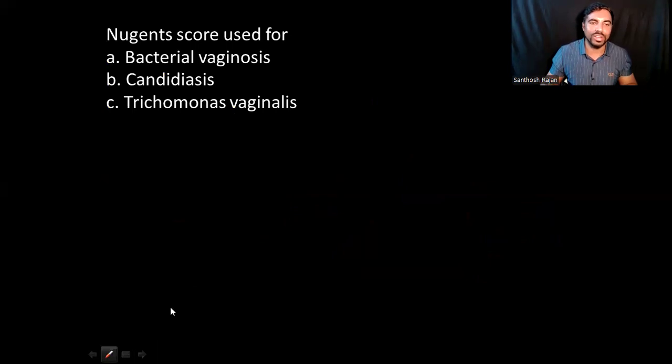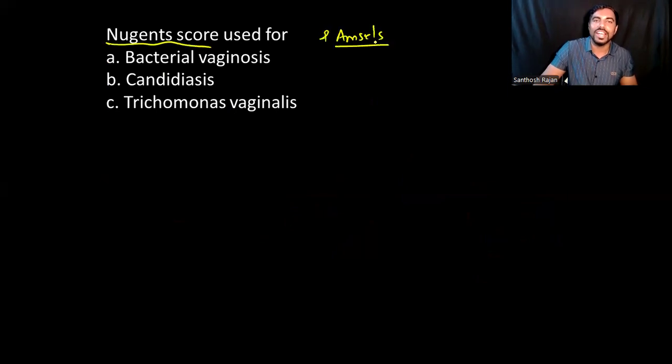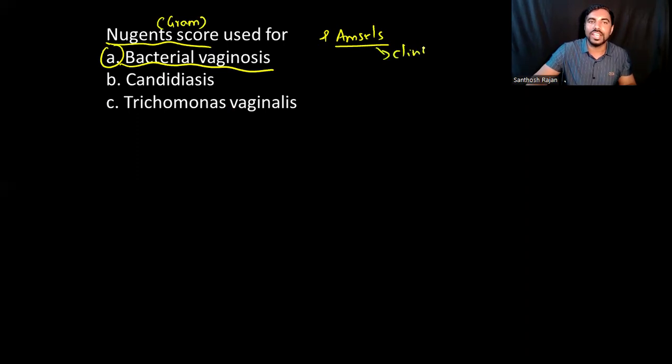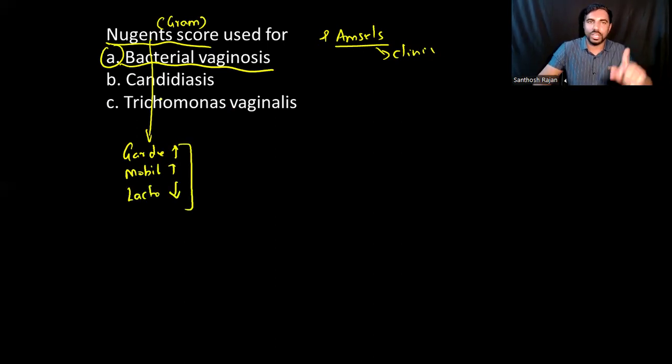Nugent's criteria. Just before the exam, we spoke a lot. Nugent's, and another one, next time you might expect Amsel's criteria. This is for bacterial vaginosis. Okay. Nugent's is basically Gram stain in microbiology. Based on the Gram stain, you're going to put a criteria. Amsel's is clinical criteria. Basically, in Nugent's, your Gardnerella and Mobiluncus bacilli will go high, whereas your lactobacilli will go down, less. Based on this, you make a criteria.